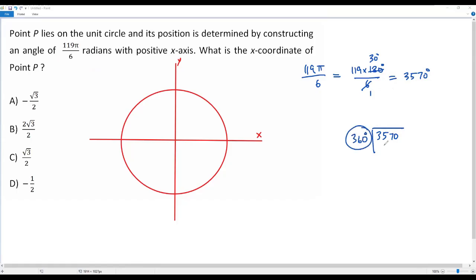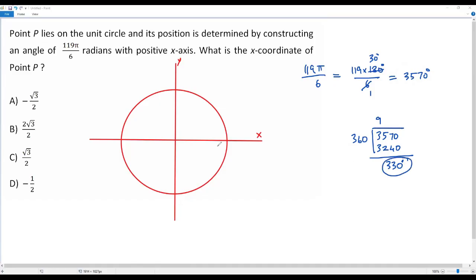How many times does 360 degrees go into 3570? I think it's about 9 times. Definitely not 10 times, because 10 times 360 is equal to 3600, but here we have a value which is less than 3600. So it's 9 times. 9 times 360 is 3240. When I subtract this 3240 from 3570, I am getting 330. So in this angle measure 3570 degrees, we have 9 full rotations. Apart from that, we have a 330 degree angle measure.